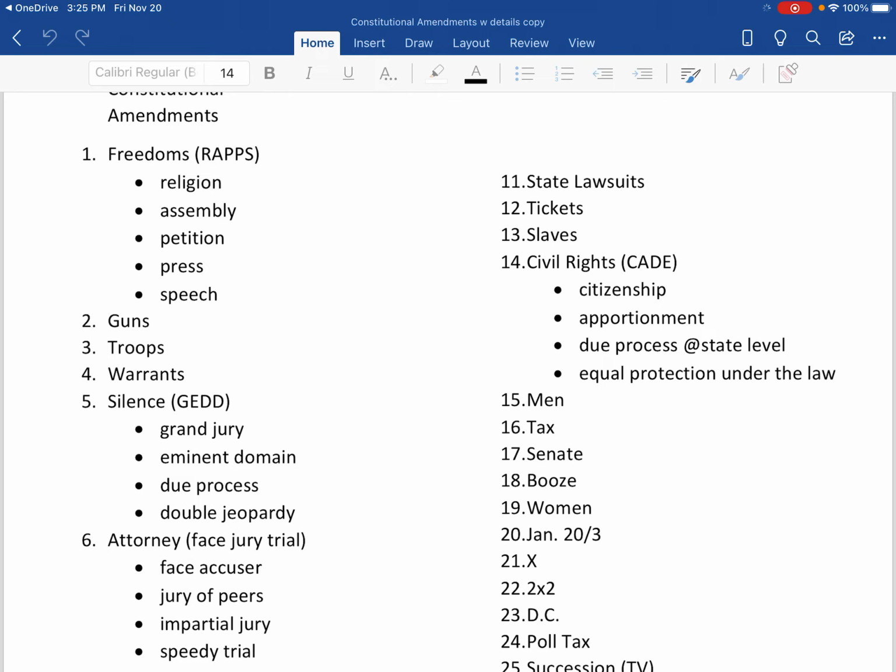The 14th Amendment came soon after and gave citizenship rights, civil rights. CADE is the acronym we want you to remember, which means citizenship. So it gave citizenship to all Americans. Apportionment means that there was no more 3/5 compromise. You were counted as a full person. I should very much note that Indians were not counted as people of the United States, as citizens of the United States. There would be due process at the state level.